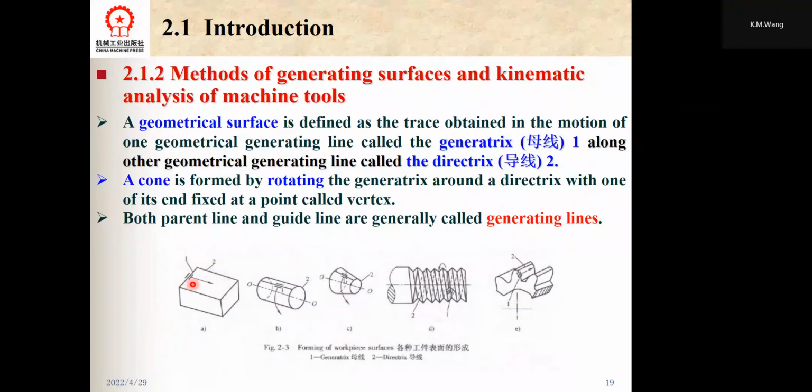These two lines, 1 and 2, are the generating lines, and this is the director trace.